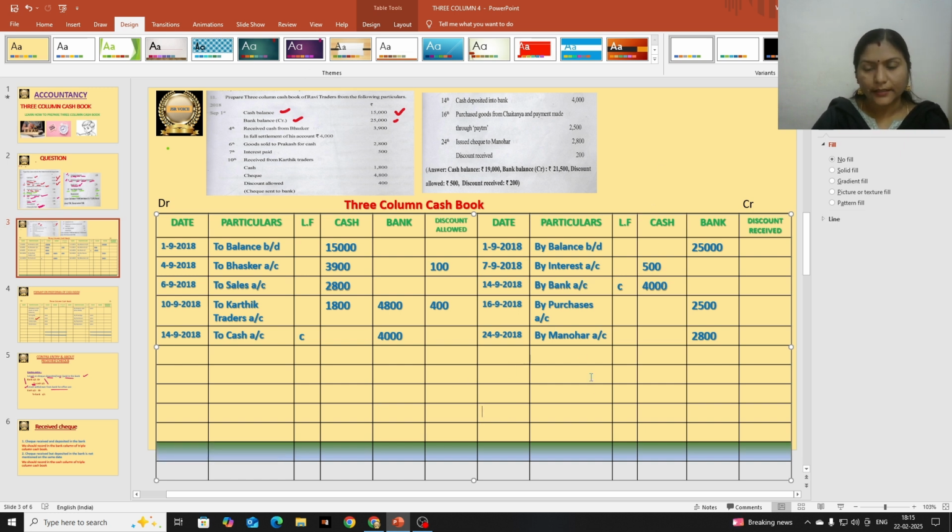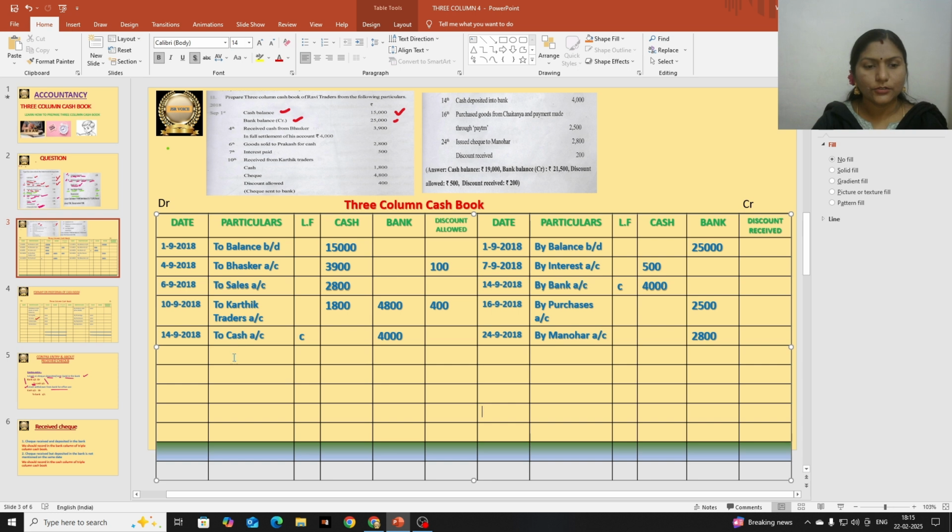So let me balance the account. Let us check how to balance the account. First we have to do totals. We have to do totals of each column. First the cash column we will balance. Cash column with cash column. The debit side cash column we are going to balance with the credit side cash column. So let us add the amounts of the debit side cash column.